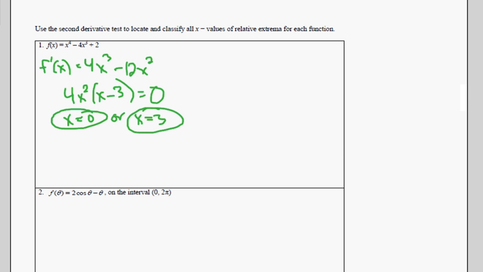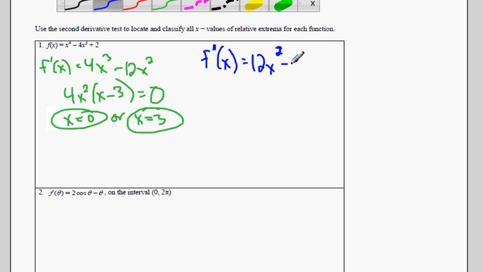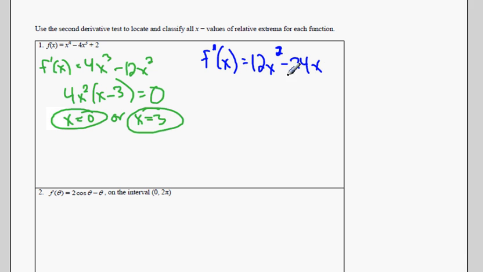Again, using the second derivative test, I had to know where the first derivative was 0. So now let's find the second derivative. That's 3 times 4 is 12, so I get 12x squared. 12 times, oh, that's supposed to be an x squared. 12 times 2 is not 12, but 24. And that'll be 24x, and I can factor that out.